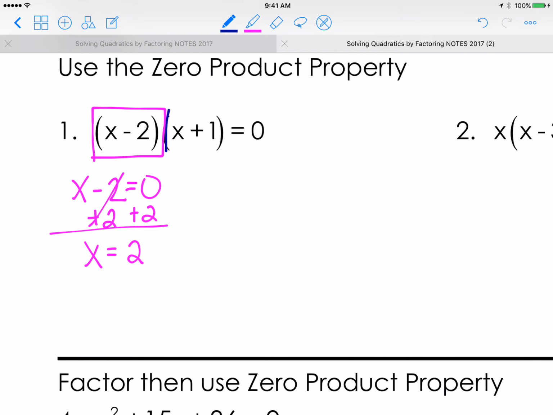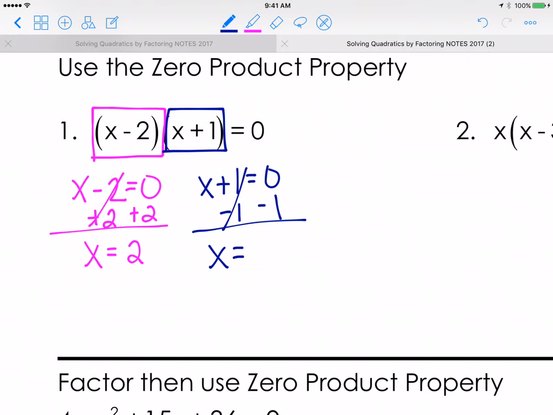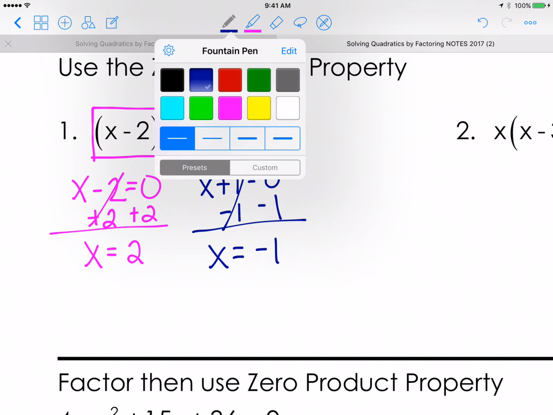Then it states, hey, I can do the exact same thing for my second binomial. Set it equal to 0, solve for x. So x would equal -1. So now we've got our answers, we've got our solutions, or our zeros, or our roots.